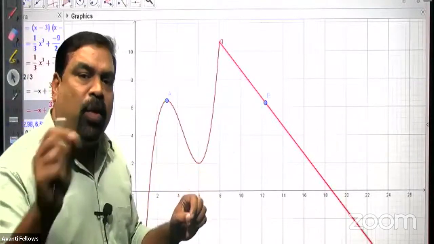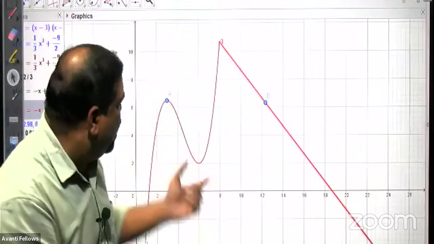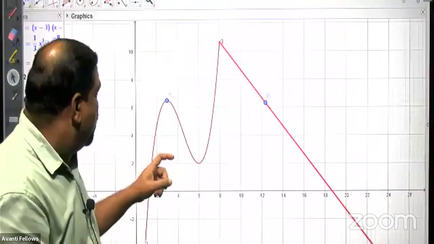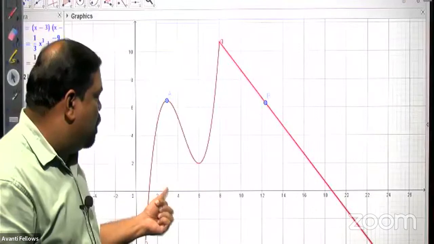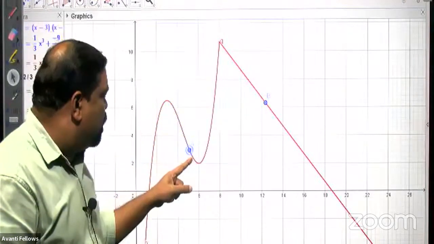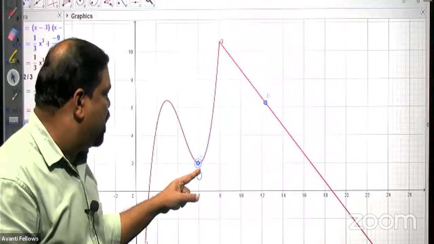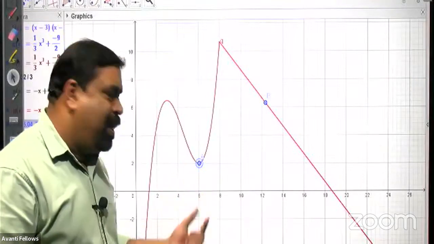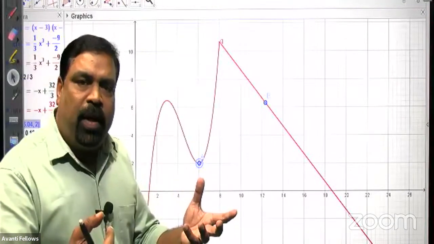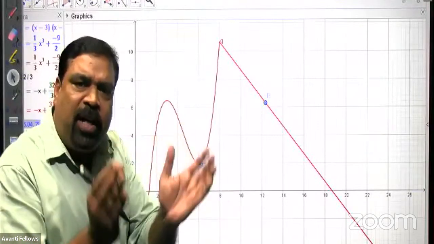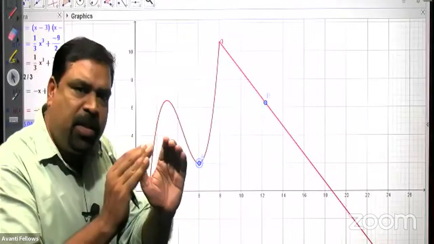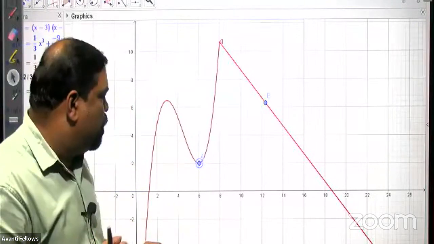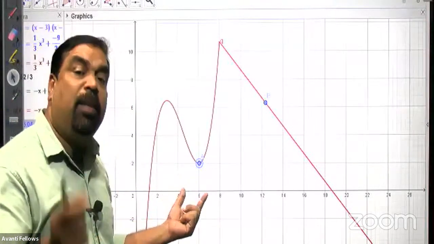We use the word local maximum to mean that in that locality only, just nearby 3, this function attains a maximum. And at the point 6, you can see that is a point of local minimum. We say x equal to 6 is the point of local minimum. Local minimum stands for: in that particular locality, just nearby 6, the function attains a minimum.